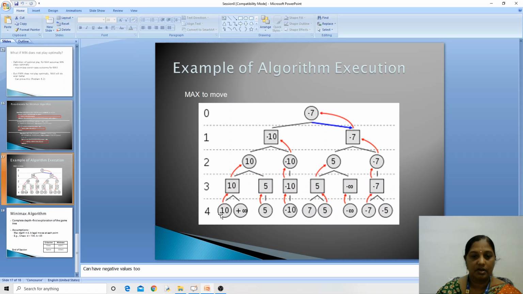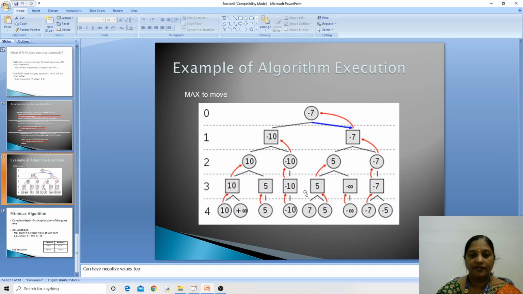So here, who is playing, you need to understand. The first player is max, the second player is min, next max, next min. So which one is the minimum? 10 and plus infinity, 10 is the minimum. So it was given 10, and 5 is the minimum, and minus 10 is the minimum, and 7 and 5, 5 is the minimum, and minus infinity is the minimum. Minus 7 and minus 5, which one is the minimum here? Minus 7 is the minimum.